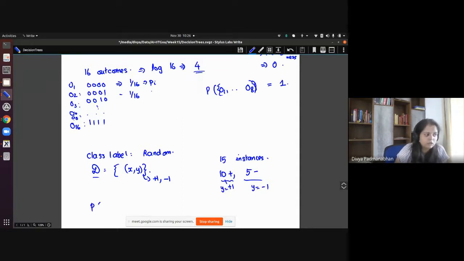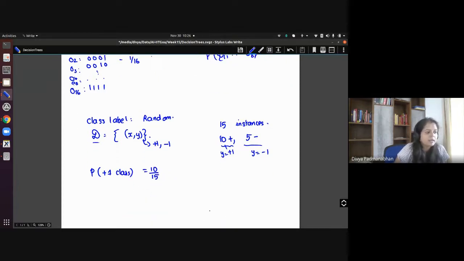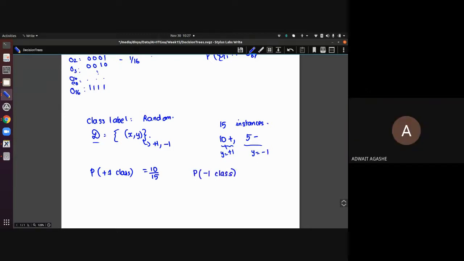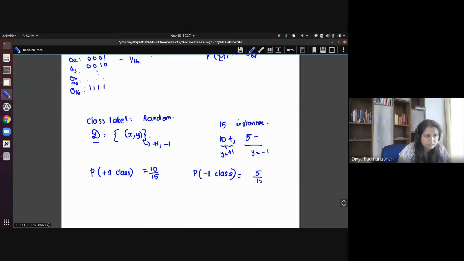Now there's automatically a distribution induced here, where the probability of the +1 class is 10 by 15. It's like a maximum likelihood estimate. More generally, if you have a larger number of instances, this is probably closer to the true distribution. So the probability of the positive class from this data is 10 by 15. And what's the probability of the negative class? 5 by 15, right? So this is like 2 by 3, and this is 1 by 3.